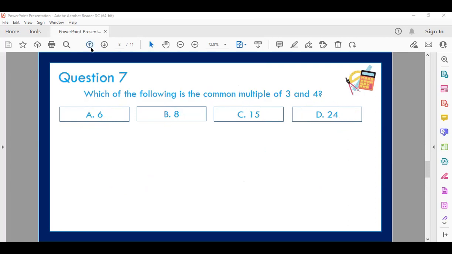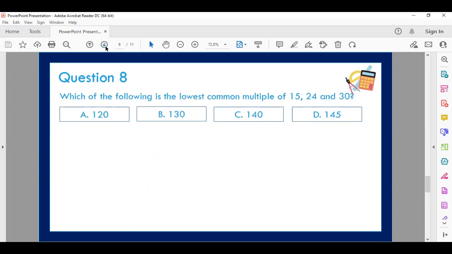Okay. Next question, number 8. Now they ask you for the lowest common multiple of 15, 24, and 30. So what possibly could be the lowest common multiple? You can do the method that I showed you earlier, where you list down all the multiples. You can do it that way, or you can also do it the other way. Let me show you the other way now.